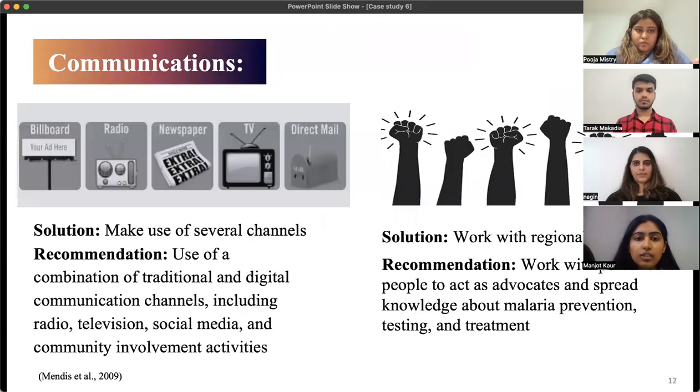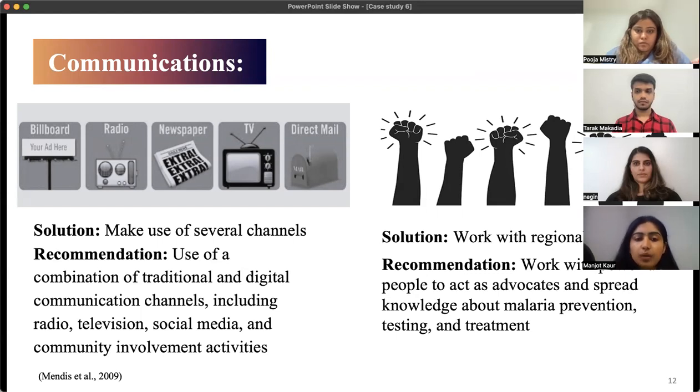The third challenge is communications, for which solutions and recommendations can be provided. First is to make use of several channels. To effectively spread information regarding malaria, I recommend to use a combination of traditional and digital communication channels, including radio, television, social media, and community involvement activities.